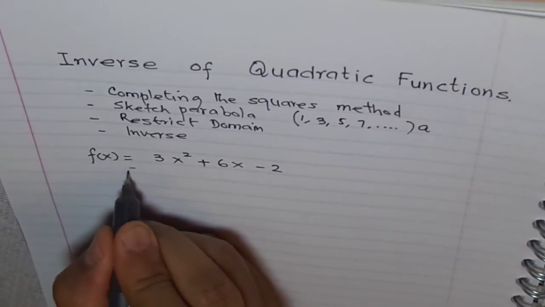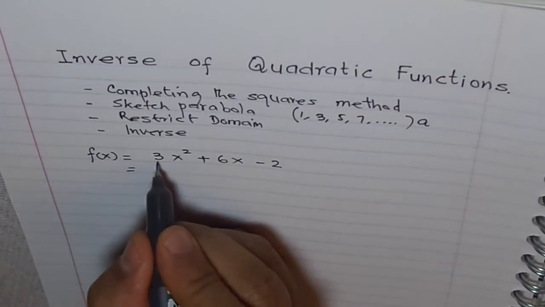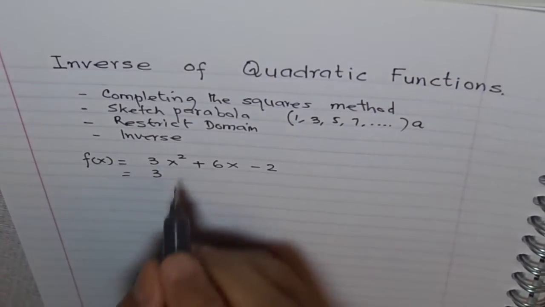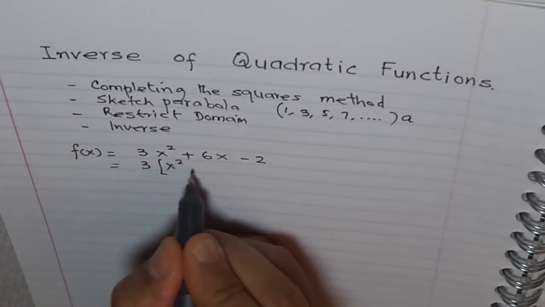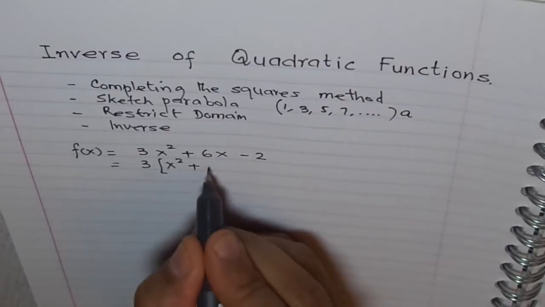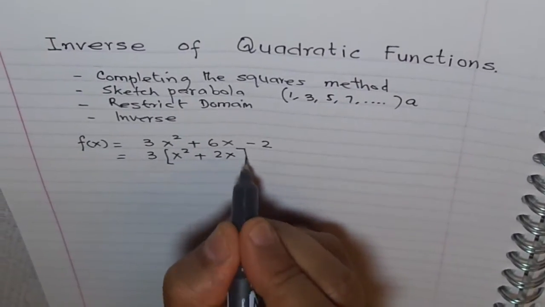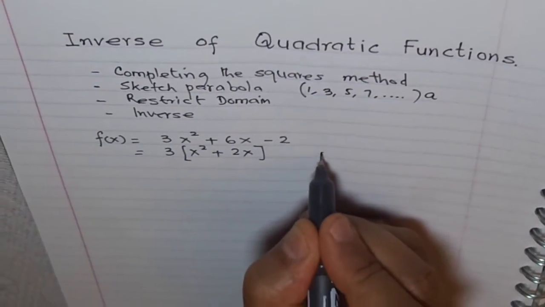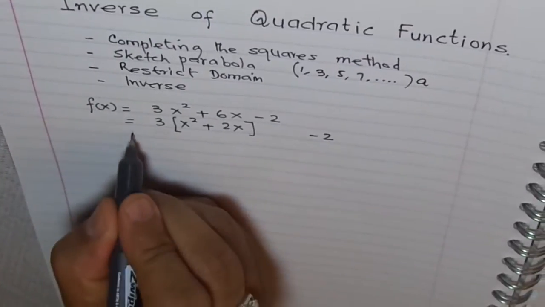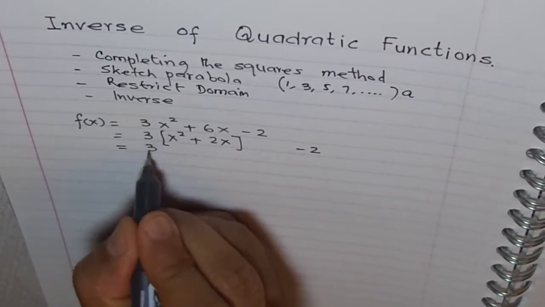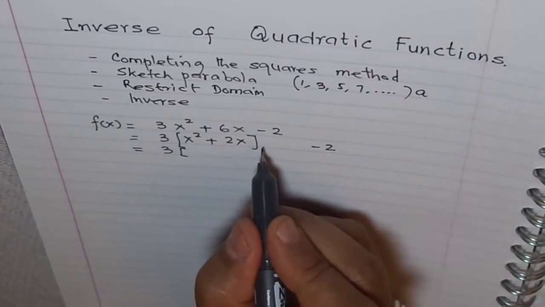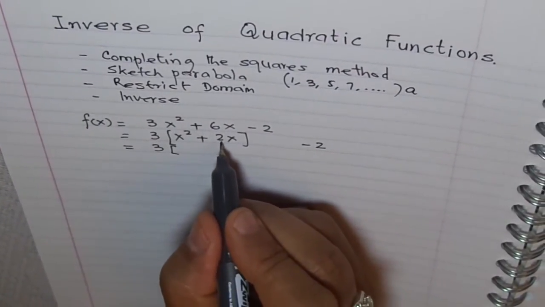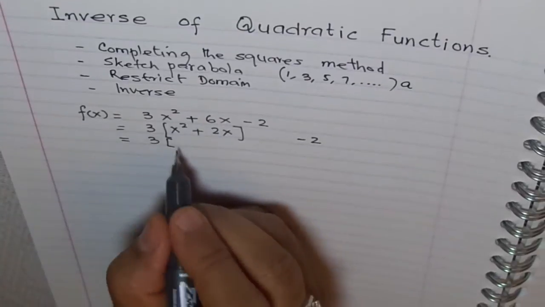So let's follow the steps. The first step is to factor out the leading coefficient. So when we factor out the leading coefficient, we get plus 6 divided by 3, which is 2x. And we'll leave this term outside. Let me write it far away. Now, to make a perfect square, the third term should be the square of half the middle term, right?